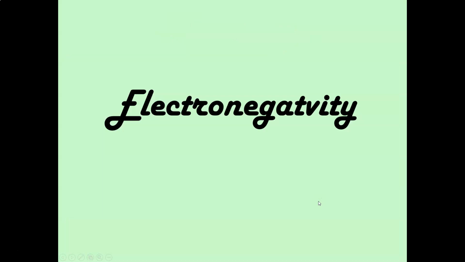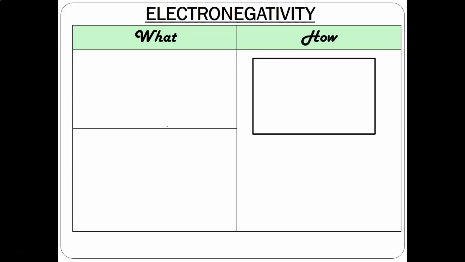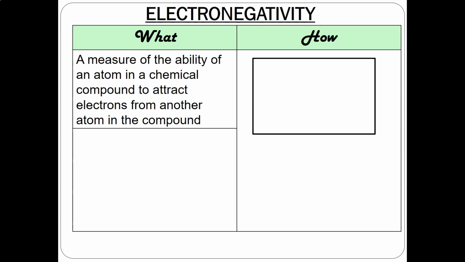So, first trend for today is going to be electronegativity. Electronegativity is a measure of the ability of an atom in a chemical compound to attract electrons from another atom in the compound. What we're measuring is basically how hard is one atom pulling on the electrons, trying to hog them. When we say that they're sharing an electron, sharing is not always equal.